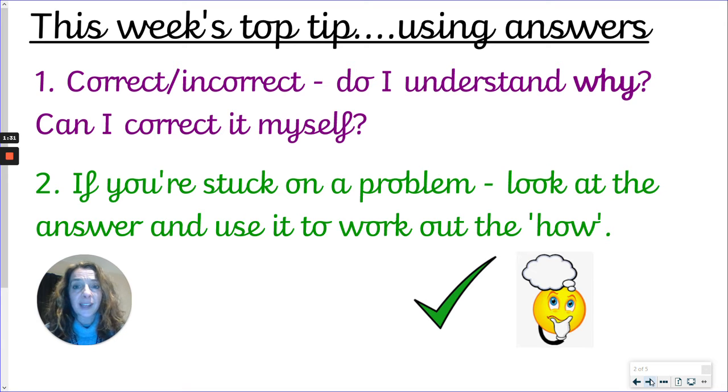And as I often say in class, I'm much more concerned about the how than I am about the final answer. It's much more important that you understand how to solve a problem. So don't forget that the answers are there to help you. So yes, use them to assess whether you've got it right or wrong. Look carefully at any corrections, but also if you're stuck on something, then sometimes using the answers can help you to find a way into solving it.